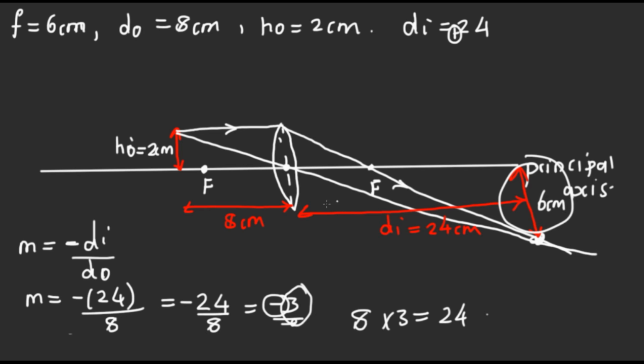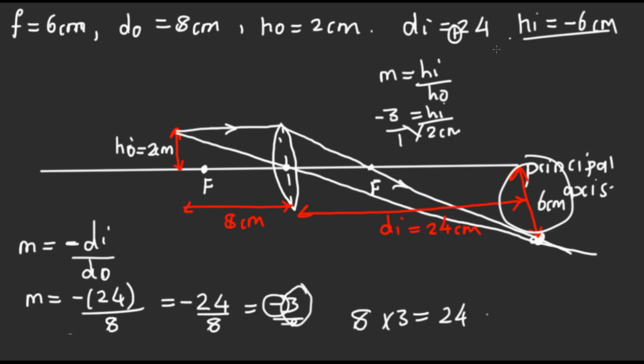Now where is this 6 centimeters coming from? We can say magnification is equal to HI over HO. So the magnification is negative 3, which is equal to HI, what we are solving, over 2 centimeters. So we cross multiply. 1 times HI, we get HI is equal to 2 times negative 3, which will give us negative 6 centimeters. So if the height of an image is negative, then it simply means that the image is inverted. It simply means that it is facing downward.